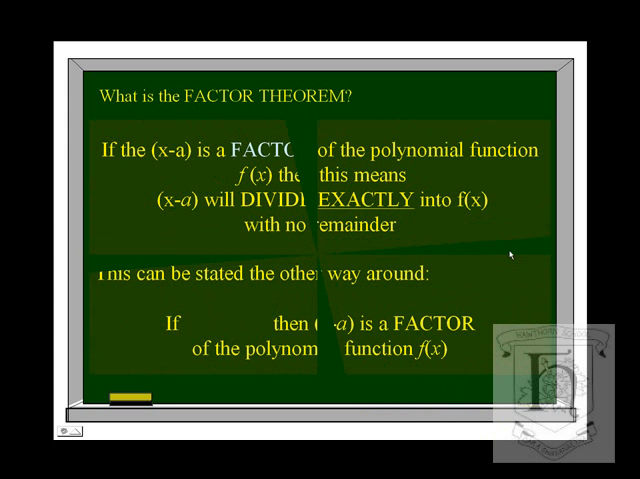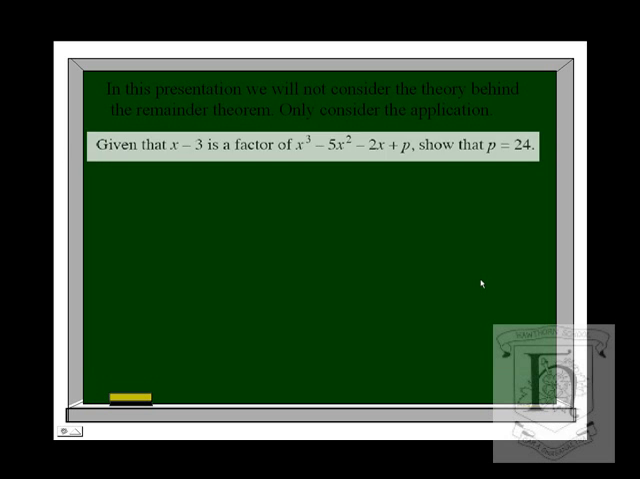Let's remind ourselves what the factor theorem says. This is just an extension of the remainder theorem, and it states that if x minus a is a factor of the polynomial, then obviously x minus a will divide exactly with no remainder, which can be stated the other way round, that if f of a equals 0, then x minus a will be a factor of the polynomial function. We can use this in order to factorize cubic expressions and hence solve cubic equations.